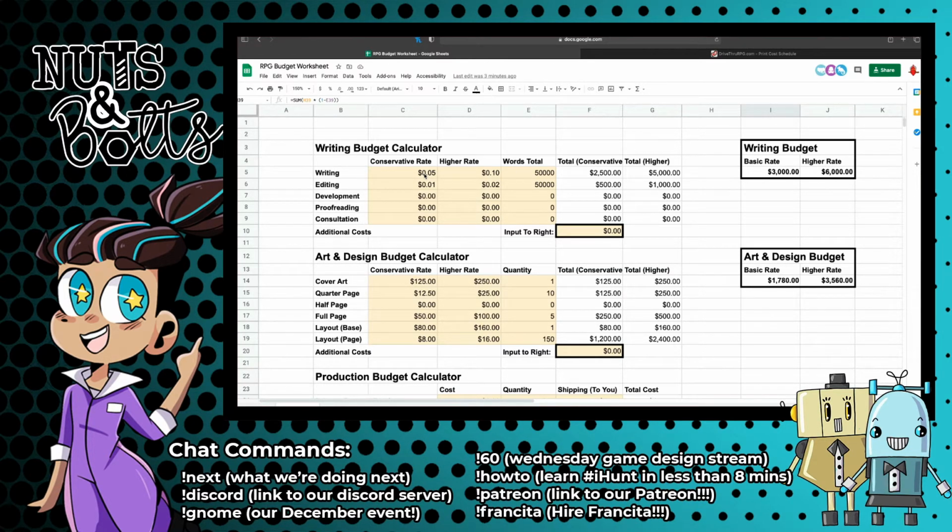So yeah. That's the raw basics of how this works. Before I get into examples, does anyone have any questions about the way that this works?